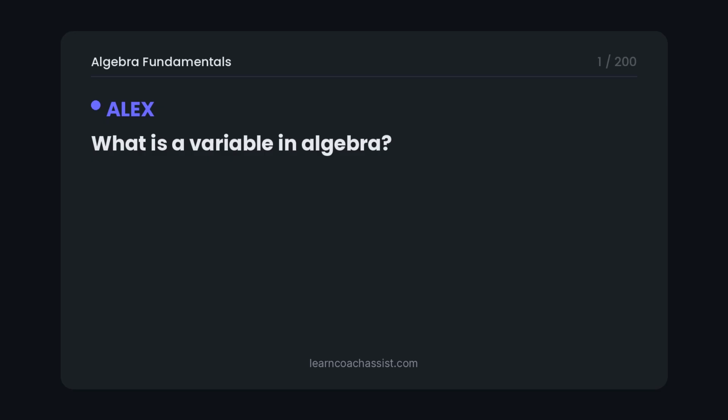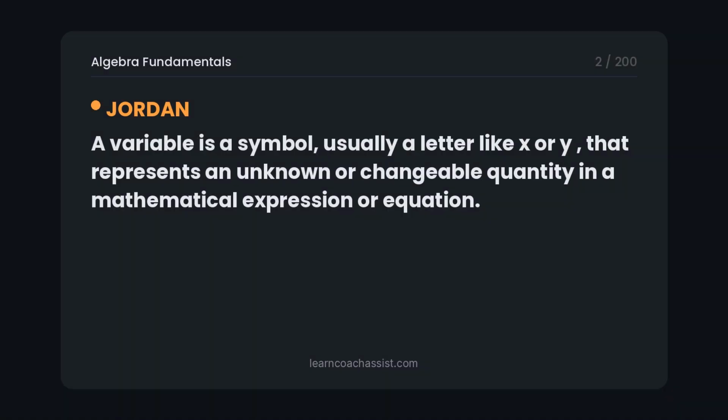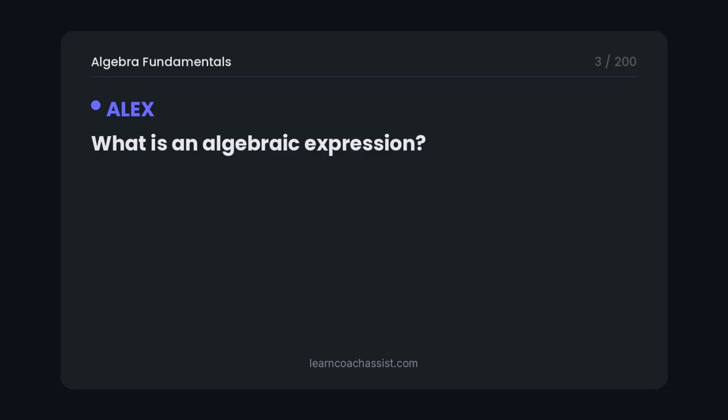What is a variable in algebra? A variable is a symbol, usually a letter like x or y, that represents an unknown or changeable quantity in a mathematical expression or equation. What is an algebraic expression?